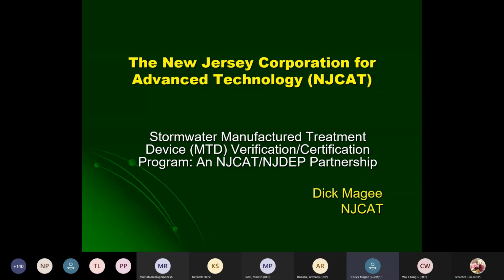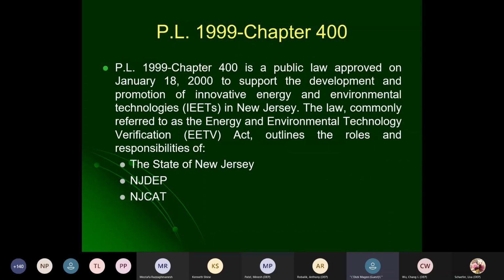All right, I'm going to go quickly. First thing, next slide, we're going to look at a little bit of the history of where NJCAT came from and how it fits. This really goes back to the late 1990s, when discussions between former Governor Florio, former Commissioner Robert Shinn, and then President of Stevens Institute of Technology, Hal Raveché, decided there was a need for some mechanism to develop and promote innovative energy and environmental technologies, what we call IETs. The law which came out of it, Public Law 1999, Chapter 400, is called the EET Act, and defines the roles and responsibilities of the State of New Jersey, DEP, and NJCAT.